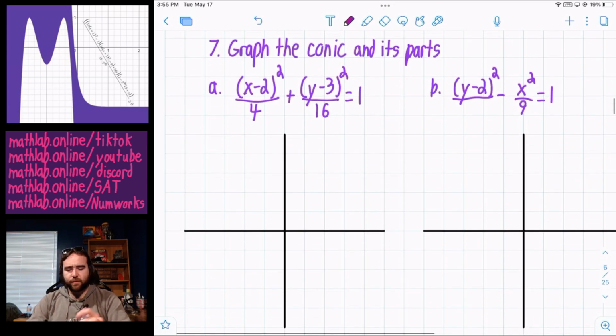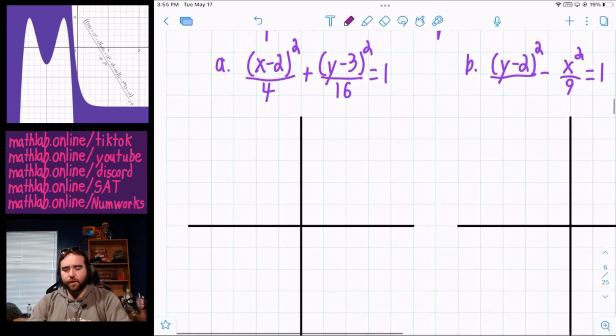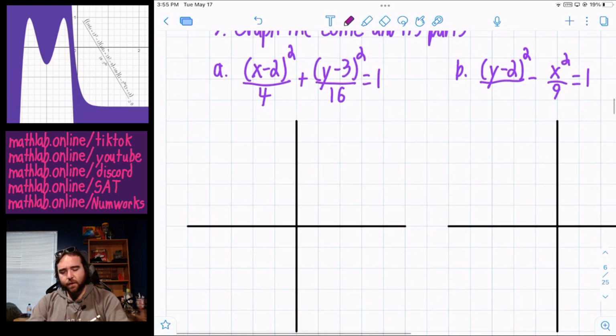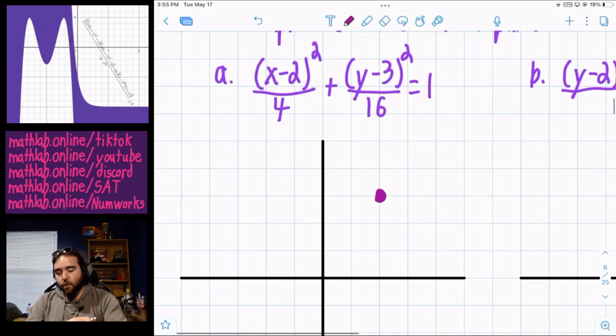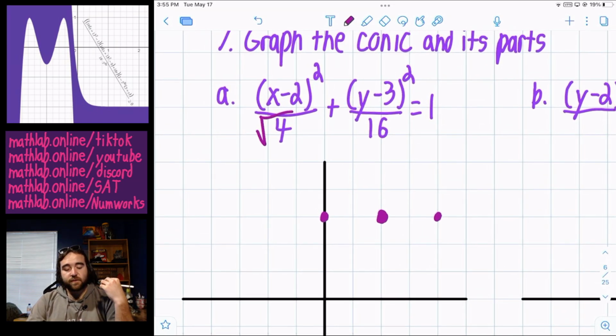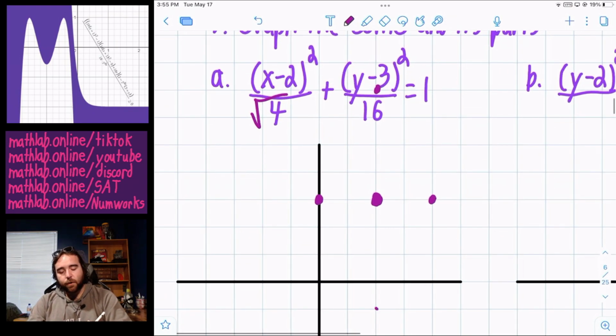So let's graph these and do everything we need to do. So this is an ellipse. We've got our center at positive 2, positive 3, because to get our center or our vertex, we look at those numbers, but the opposite signs. And then to get our radii, we look at the square root of the numbers on the bottom. For the x radius, it's the square root of 4, so it's 2. So we're going to go 2 to the right and 2 to the left. The y radius is the square root of 16, so it's 4. So we're going to go 4 up and 4 down. And that's our ellipse right there.